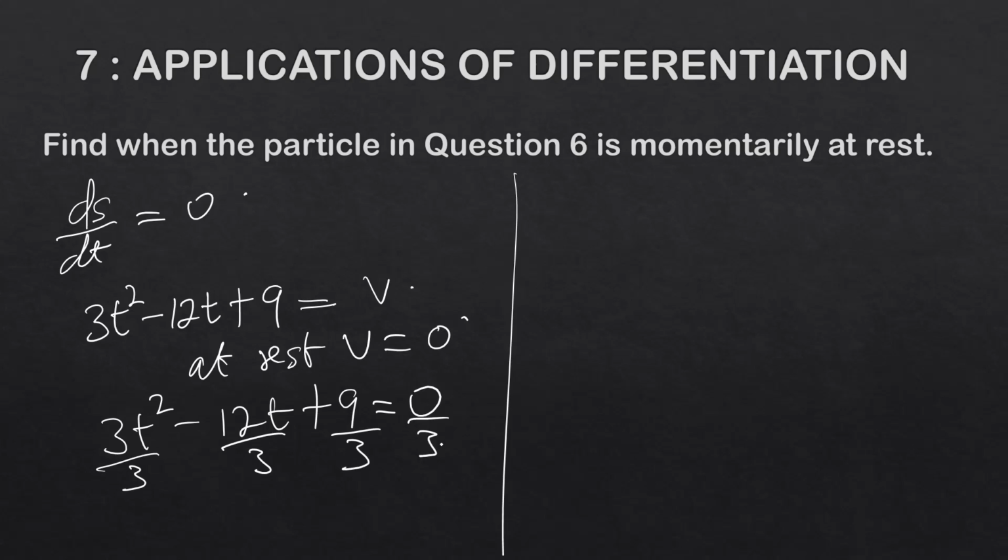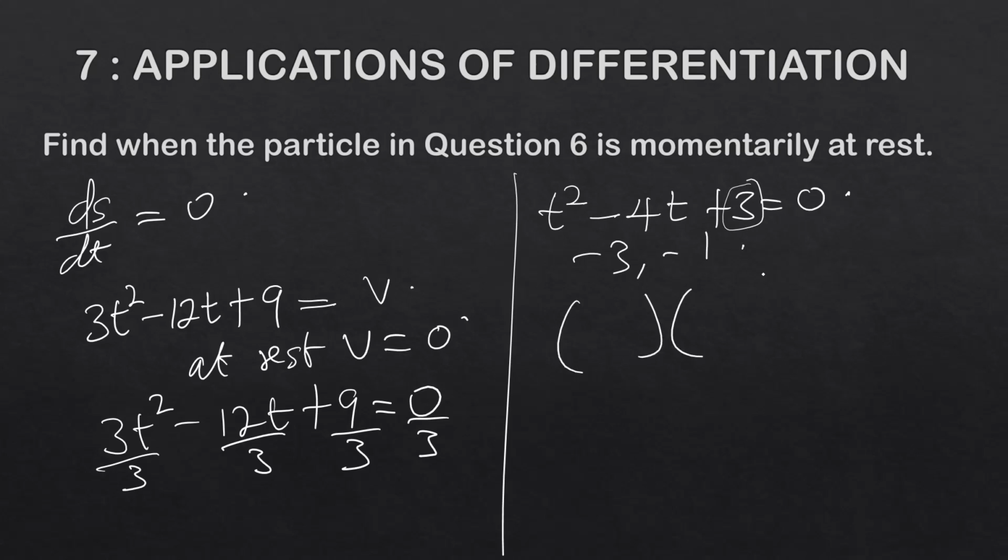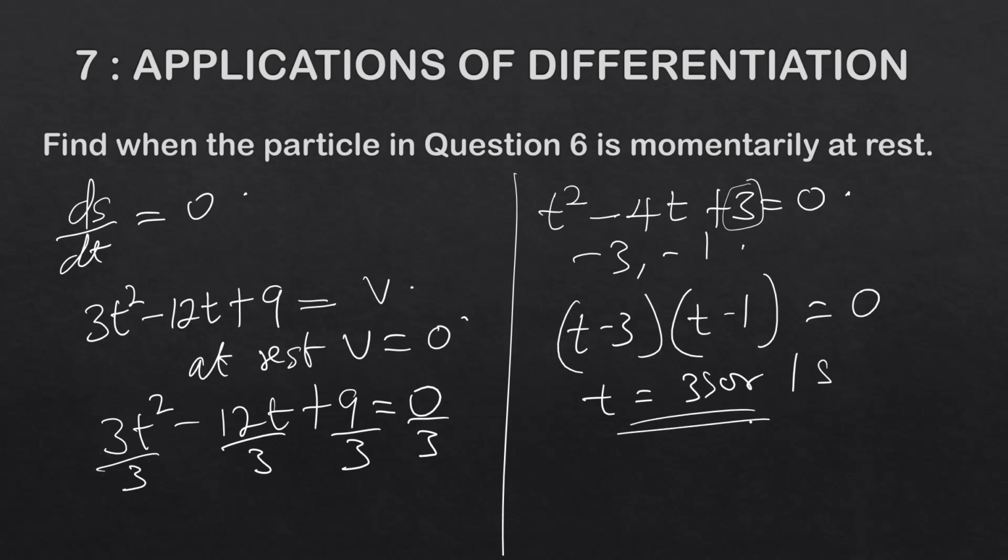I'm doing this because all of them can be divided by 3. So I have t squared minus 4t plus 3 equal to 0. What are the factors of 3 that will add up to give me this? Minus 3, minus 1. So I'm going to open two brackets equal to 0. I'll say that t minus 3 and t minus 1. Therefore, t is equal to 3 or 1 seconds. Remember, it's either at 3 seconds or at 1 second.